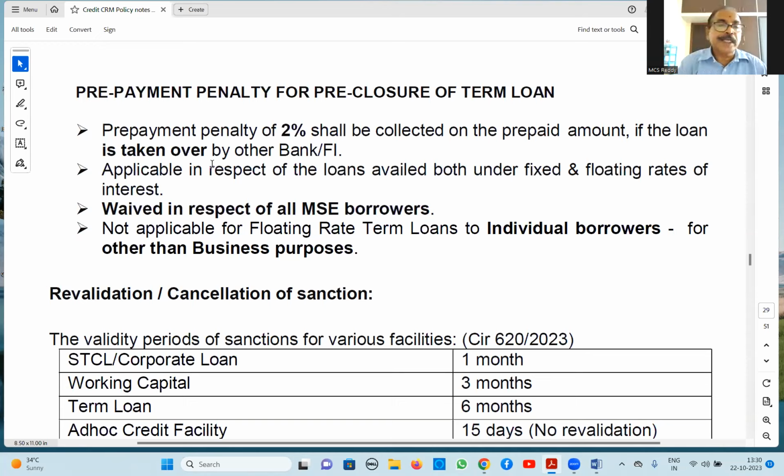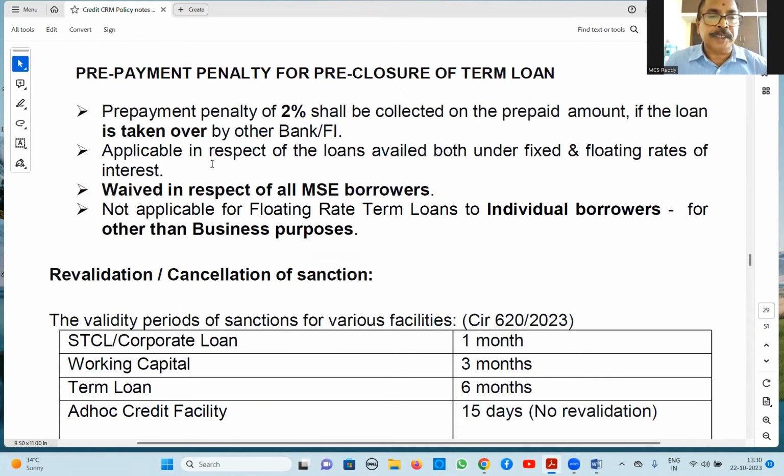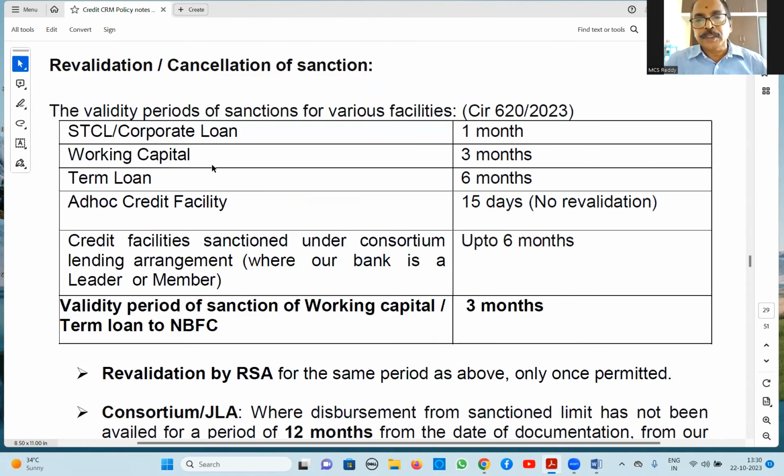So these are the exemptions from prepayment penalty. Number 1, SMEs. Number 2, housing loans. Number 3, individual loans for other than business purpose. No prepayment penalty. Next, this is another important question: validity period of sanctions for various facilities. A short-term corporate loan you have sanctioned is valid for 1 month.